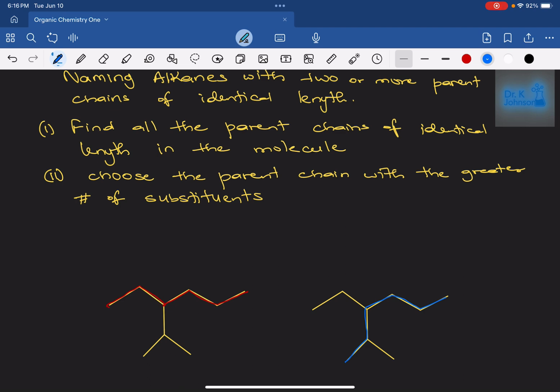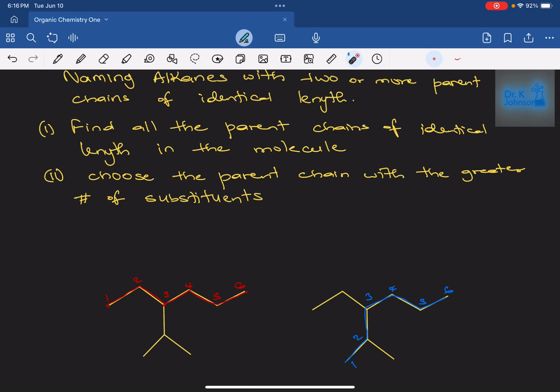So let's see how many carbons we have, because the number of carbons must be the same. Because remember, it says parent chain of identical length. 1, 2, 3, 4, 5, 6. Cool. So we see that within this molecule, we have two parent chains of identical length. Okay. So which one of these do I pick? Do I pick red or do I pick blue?